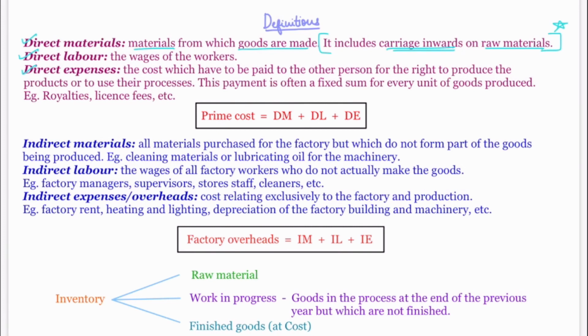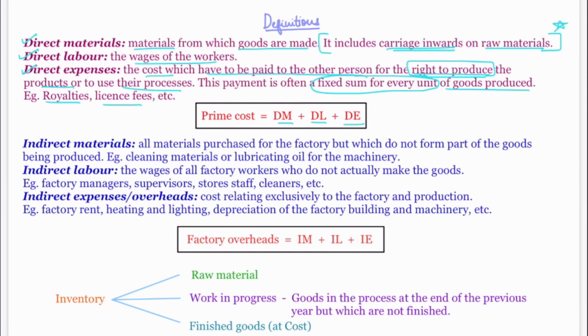Direct labor are the wages of the workers. Direct expenses are the costs which have to be paid to another person for the right to produce the products or to use their processes. This payment is often a fixed sum for every unit of goods produced. It includes royalties, license fees, etc. Now we represent direct materials by DM, direct labor by DL, and direct expenses by DE.